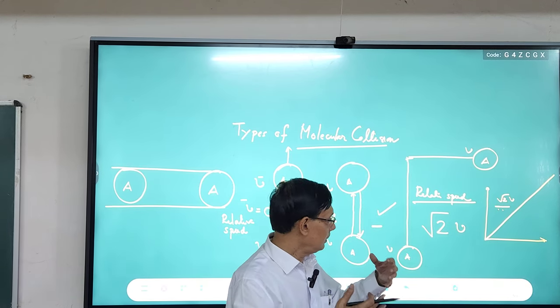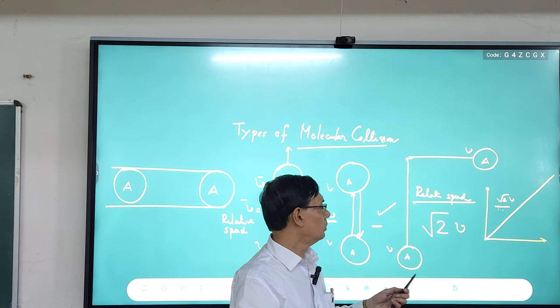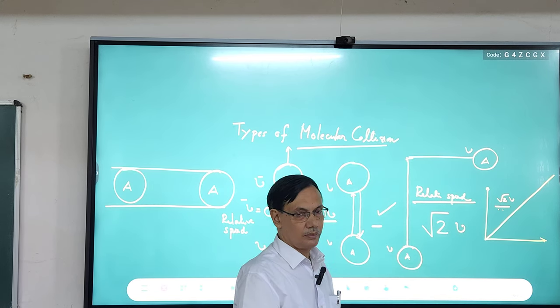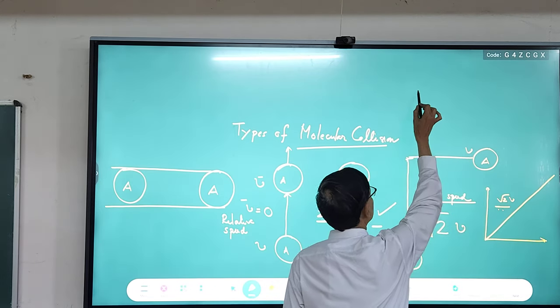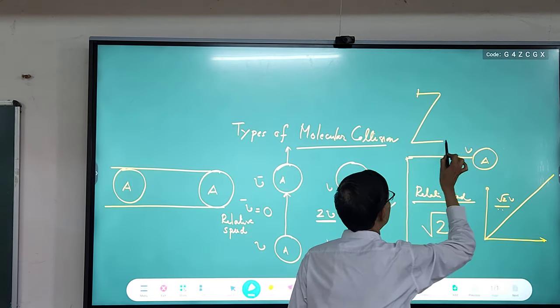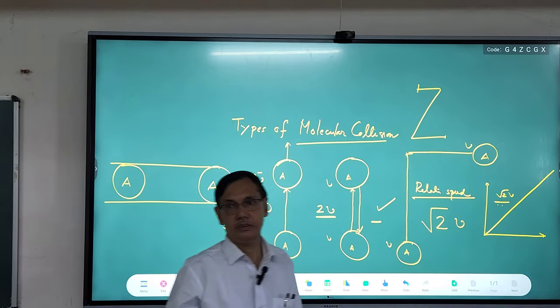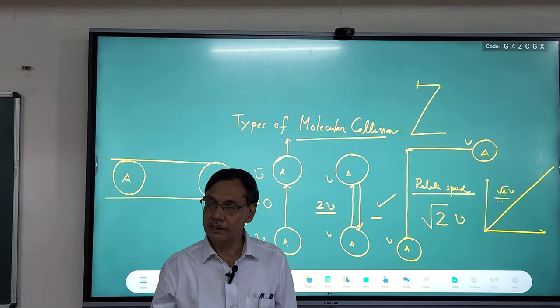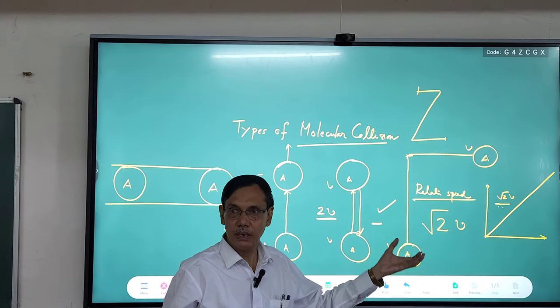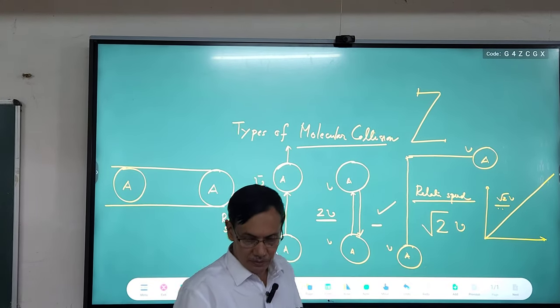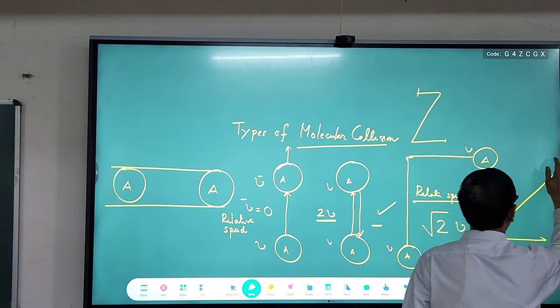Now I will explain how collision theory is derived and what our objective is, to know the exact value of Z. The exact value of Z with the help of, these are all based on the kinetic theory of gases. Okay. So now I am coming to it.